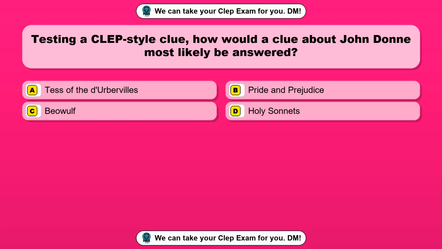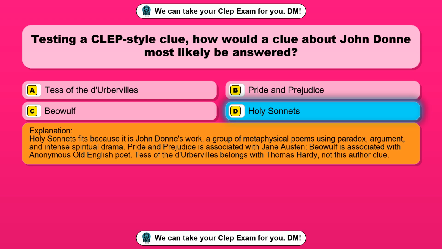Question 59. Testing a CLEP-style clue, how would a clue about John Donne most likely be answered? Option A. Tess of the D'Urbervilles. Option B. Pride and Prejudice. Option C. Beowulf. Option D. Holy Sonnets. The correct answer is option D. Holy Sonnets. Holy Sonnets fits because it is John Donne's work, a group of metaphysical poems using paradox, argument, and intense spiritual drama.